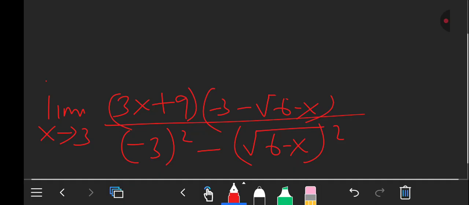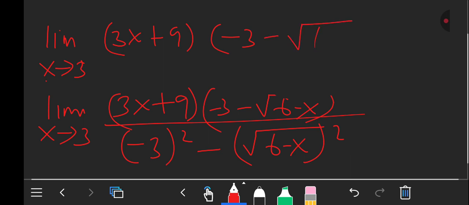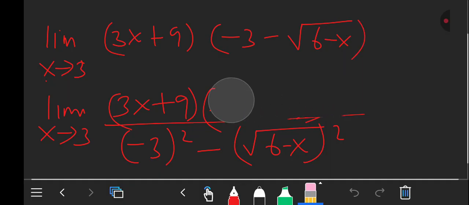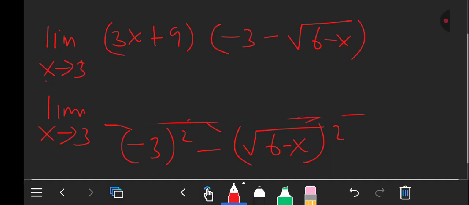Okay, so what we are going to have basically is the limit as x approaches 3 of (3x + 9), in parentheses like that, then negative 3 minus the root of 6 minus x. So let me just get rid of the numerator. I've written it already.